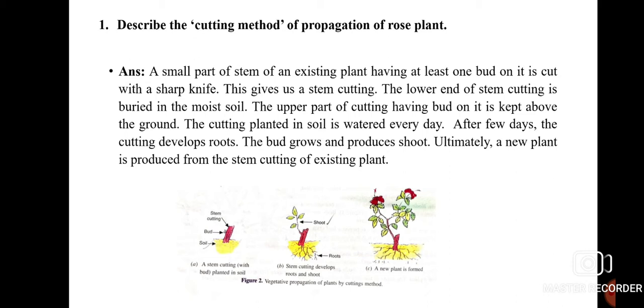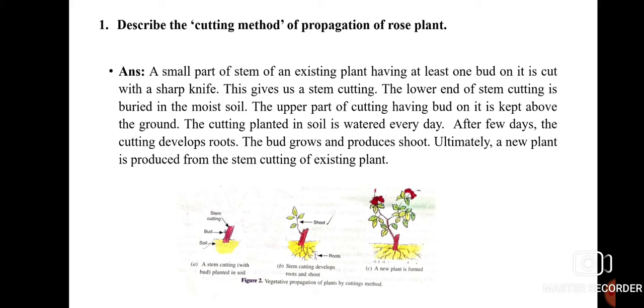Now this cutting, which is planted in the soil, is watered every day. After a few days, you will find that the cutting is developing roots. In figure B, you can see the stem cutting developing root and shoot. This shoot develops from the bud, especially the axillary bud. Ultimately a new plant is produced from the stem cutting of an existing plant, and remember, the new plant produced is exactly like the parent plant.